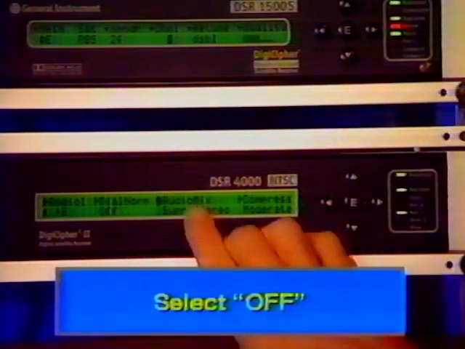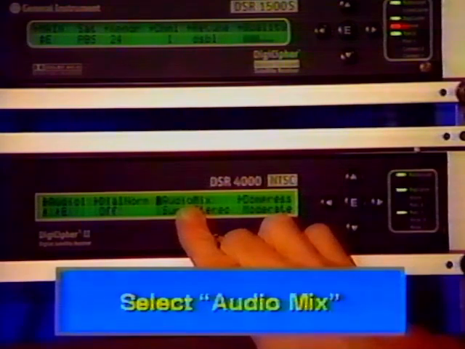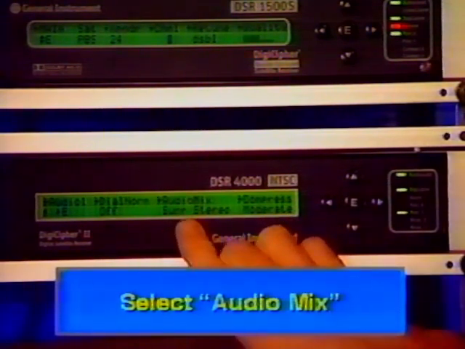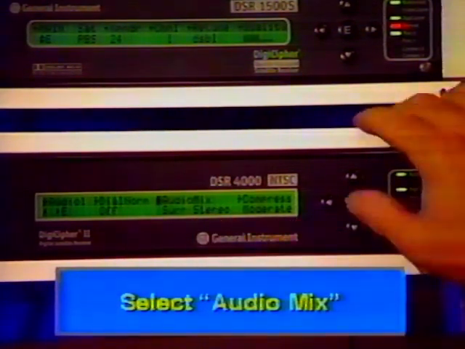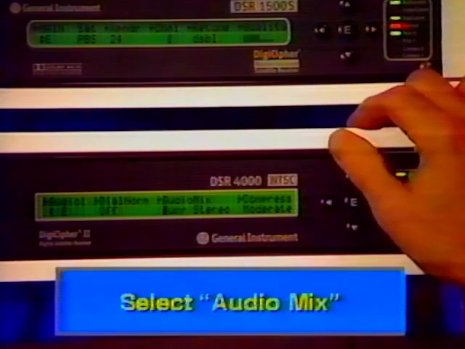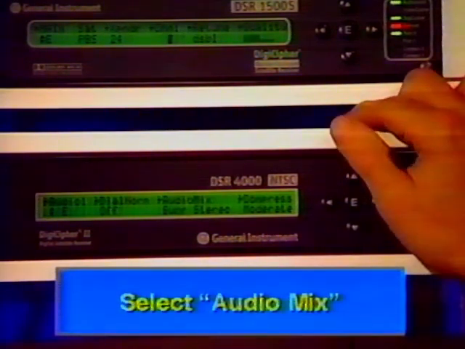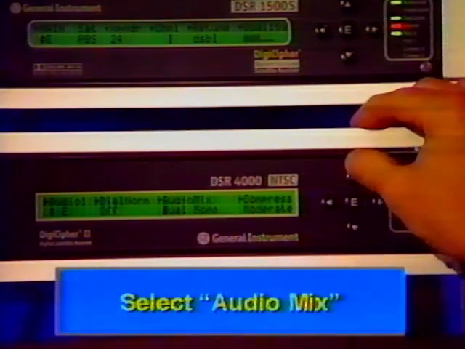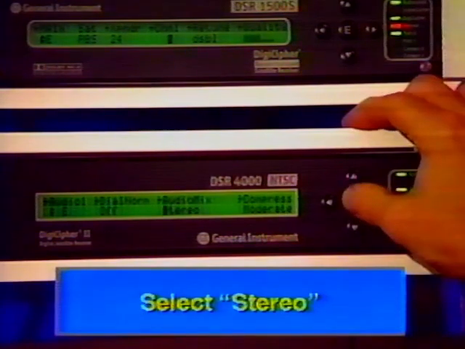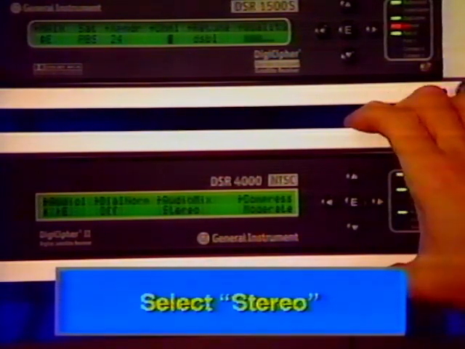Your next choice is Audio Mix. Now this is for your main channel audio. It defaults to surround sound stereo. Once again, PBS does not transmit surround sound, and it creates some image confusion if it's trying to look for surround sound information and it isn't there. So what you want to do is go in and select True Stereo and hit Enter.